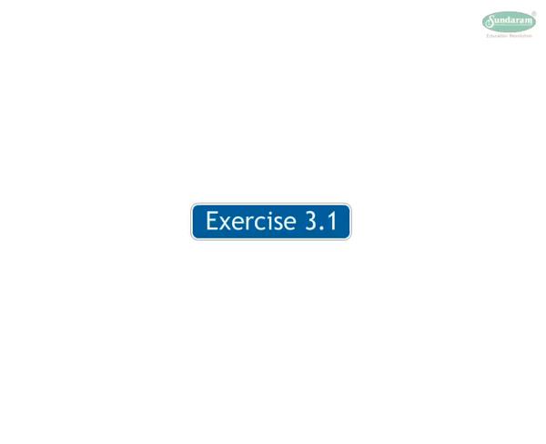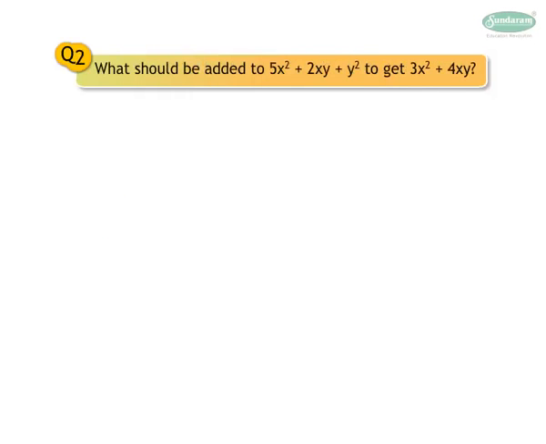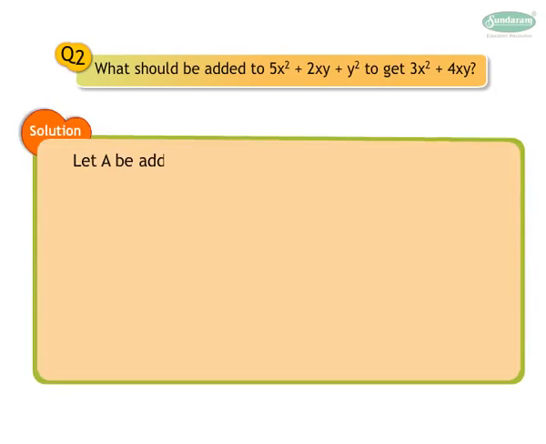Exercise 3.1. Sum based on subtraction of algebraic expressions. Question 2. What should be added to 5x square plus 2xy plus y square to get 3x square plus 4xy? Solution. Let a be added to 5x square plus 2xy plus y square. Therefore, 5x square plus 2xy plus y square plus a is equal to 3x square plus 4xy.